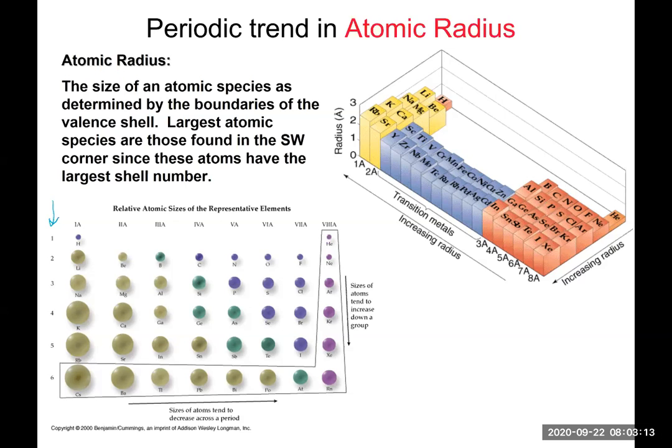As we said, going across the periodic table from left to right, we're going to see a decrease in the atomic radius because we see an increase in the atomic number, which gives us an increase in protons and electrons, and their attractive forces contract the size of the atom, and therefore the volume and the atomic radius decreases.